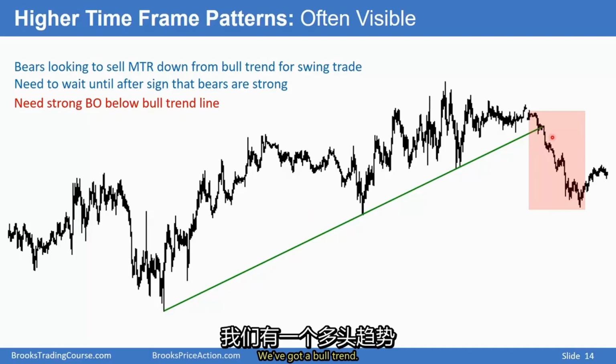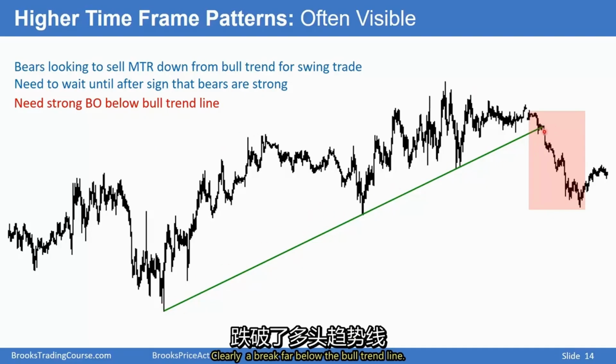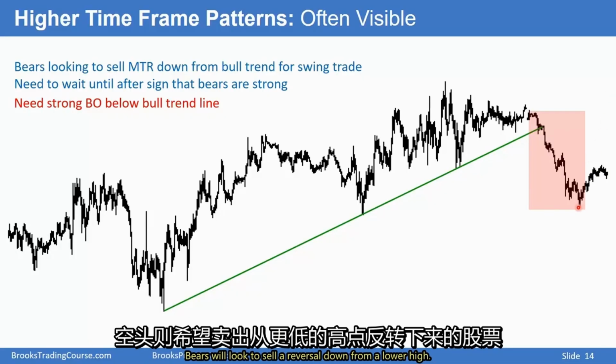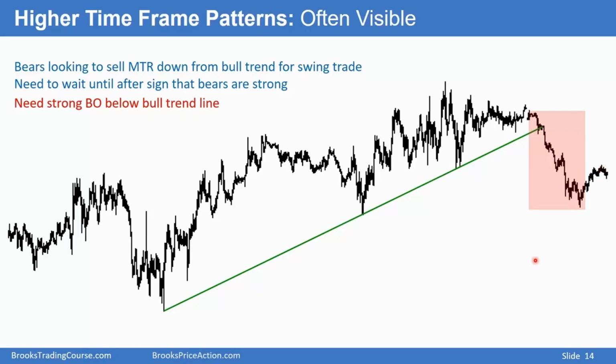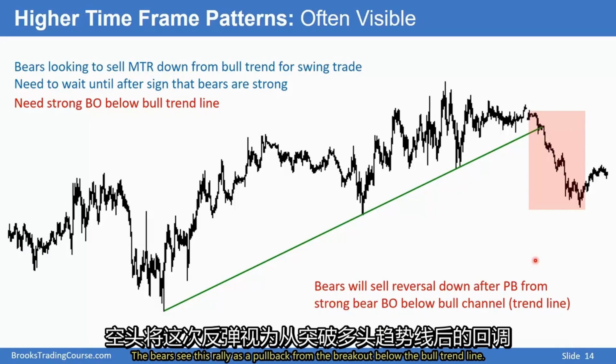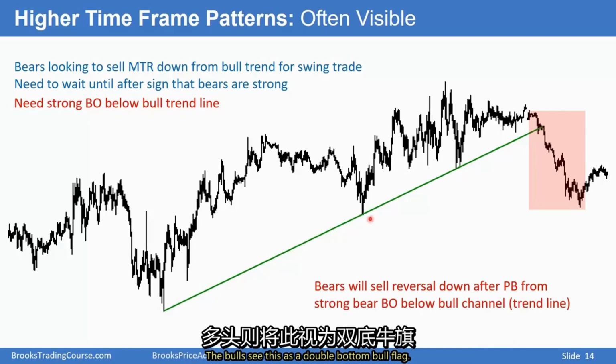We got a bull trend, clearly a break far below the bull trend line. The bulls hope it's a double bottom bull flag and they want the bull trend to resume. Bears will look to sell a reversal down from a lower high. The bears see this rally as a pullback from the breakout below the bull trend line. The bulls see this as a double bottom bull flag.